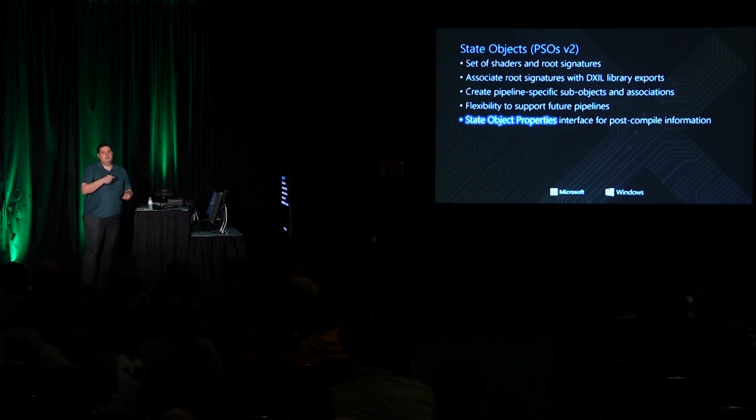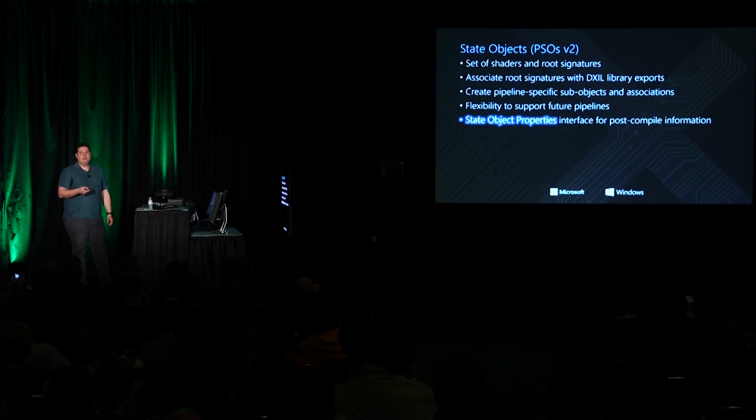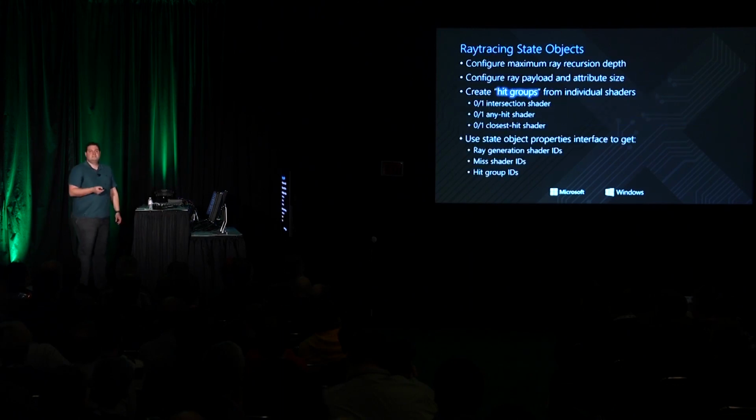Finally, once you've compiled those state objects with the driver, you can get the state object properties interface to reflect data back about those state objects, for example, the shader IDs. So let's talk about ray tracing state objects specifically. There are various properties of the ray tracing state object. You can configure the maximum ray recursion depth. You can configure your maximum payload and attribute size. This is also the mechanism by which you specify your individual hit groups.